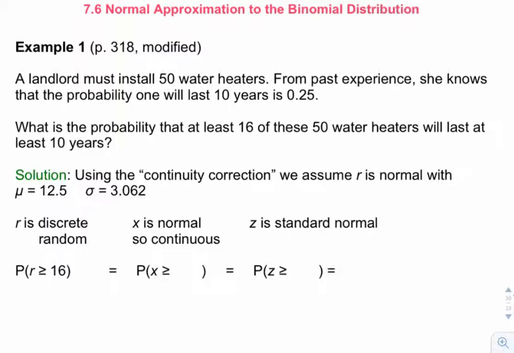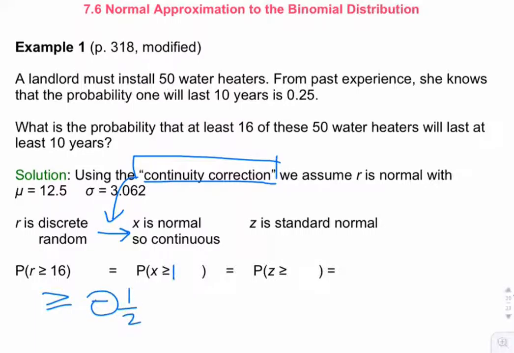So now we've gone from R as discrete, now we want to make it a continuous variable. This is where the continuity correction comes in, this step right here, going from R to X, going from a discrete random variable to a normal continuous one. So we know we're going to either add or subtract a half. Which is it? If it's bigger than or equal to, we're going to subtract a half. So we're going to end up with 15.5 here for our X variable.